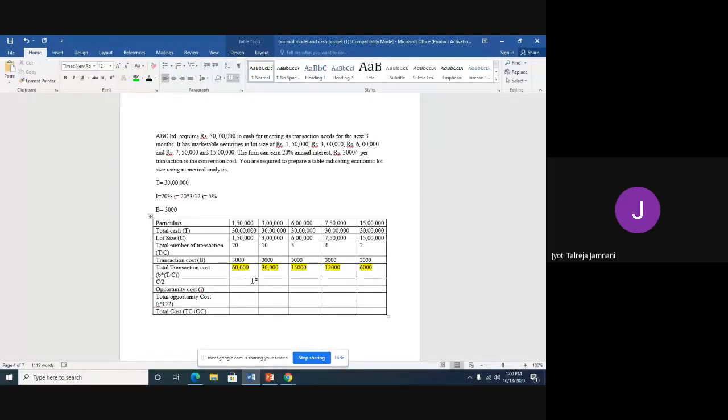So if I'm doing C by 2, the value of C taken above is 1,50,000. 1,50,000 divided by 2 is 75,000. 3 lakh divided by 2 is 1,50,000. 6 lakh divided by 2 is 3 lakhs. 7,50,000 divided by 2 is 3,75,000, right? 15 lakh divided by 2 is 7,50,000. So these are the values of average cash balance.